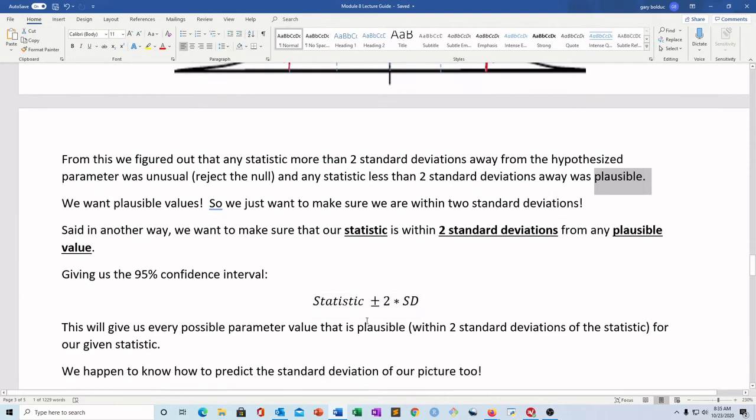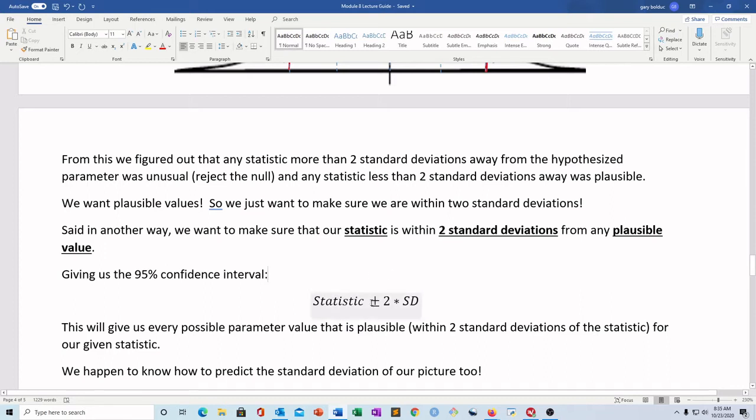So we can write that down right here. As long as my parameter is within 2 standard deviations of my statistic, it's plausible. So if all I have to do is make sure the parameter value is within 2 standard deviations of the statistic, well, I can do that. That's easy. I can just say, where's my statistic? Go up. That's the plus sign, 2 standard deviations. Okay, I just grabbed all of the parameters that are within 2 standard deviations above.